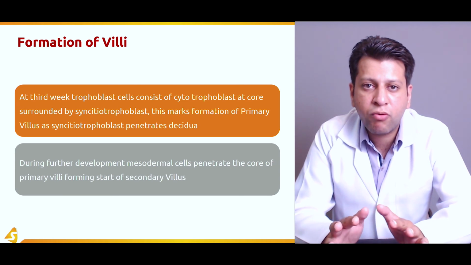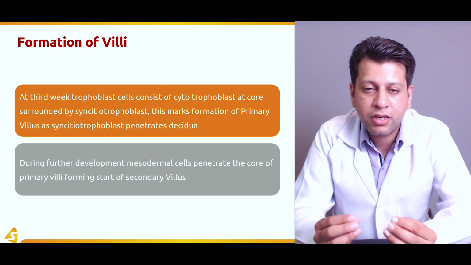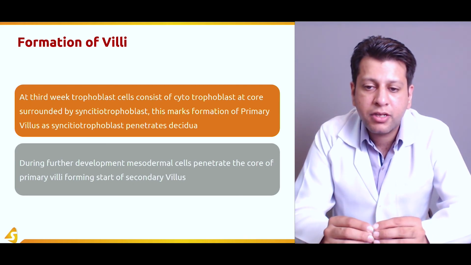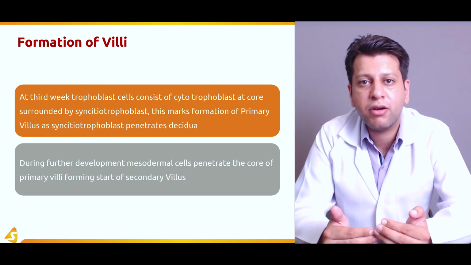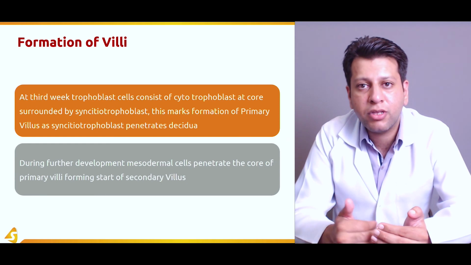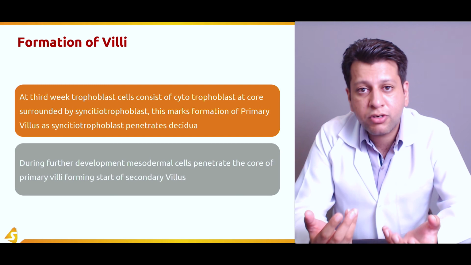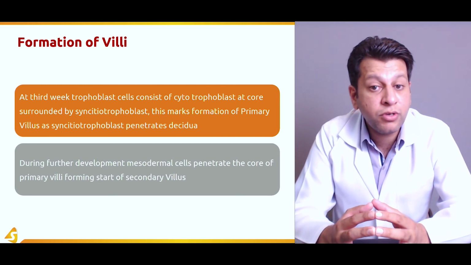Initially, the syncytiotrophoblasts penetrated into the endometrium. There was a lysis of the cells resulting in dead spaces, which were eventually blood filled. From those blood pools or blood islands, the nutrients and oxygen diffused into the embryo. But as the embryo is growing, the demand for oxygen and nutrients is getting more and more, so all this cannot be met by simple diffusion.